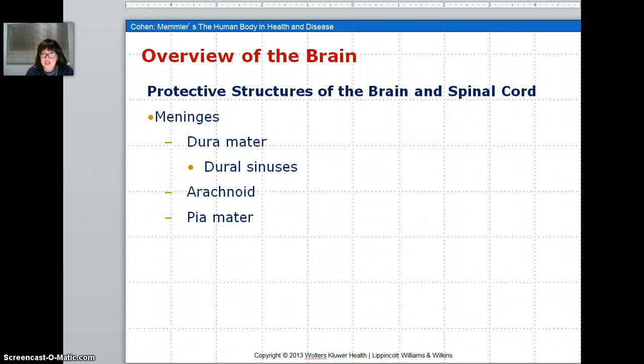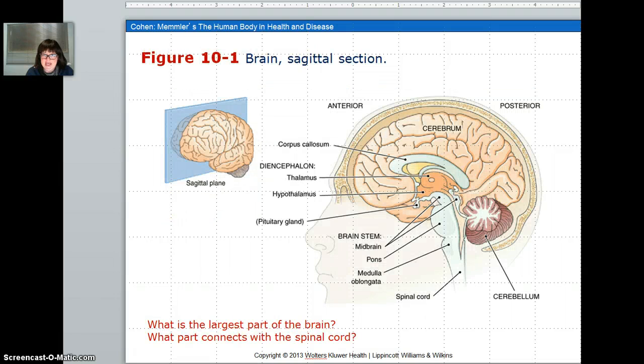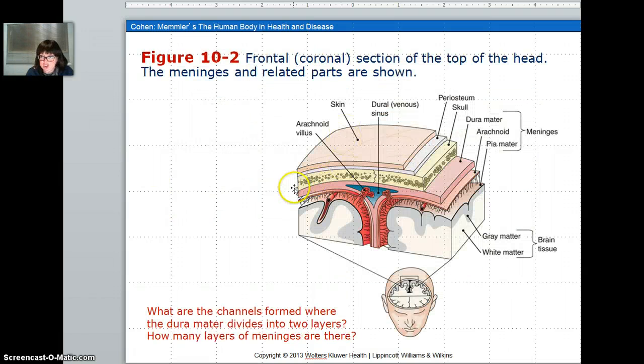When we look at the protection of the brain, it is protected by a couple of things. First off, there is the skull, which isn't mentioned in your textbook, but please realize you've got bones protecting your central nervous system. You've got the cranium, which is 7 bones. Then you also have vertebrae protecting your spinal column.